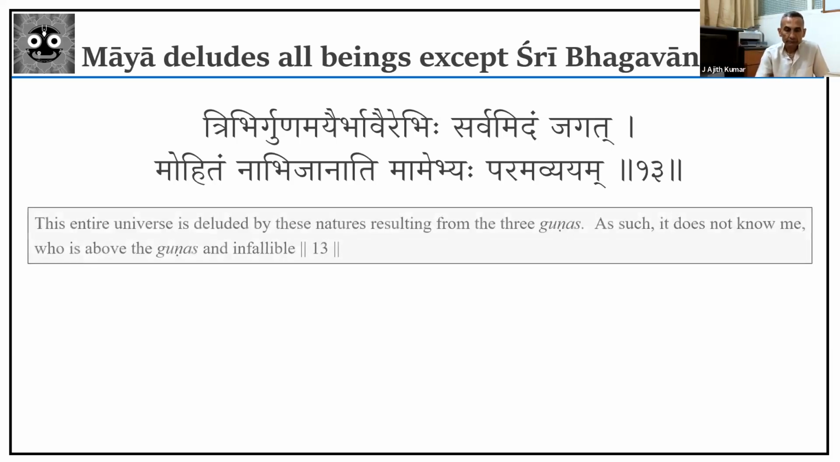This entire universe is deluded by these three natures resulting from the three gunas. As such, it does not know me, who is above the gunas and infallible. Avyaya means a person who doesn't perish. Vyaya means that which perishes. Vyaya ho jata hai. Something that is avyaya has no degradation. It doesn't perish. I am that. I am imperishable. I am beyond these three gunas.